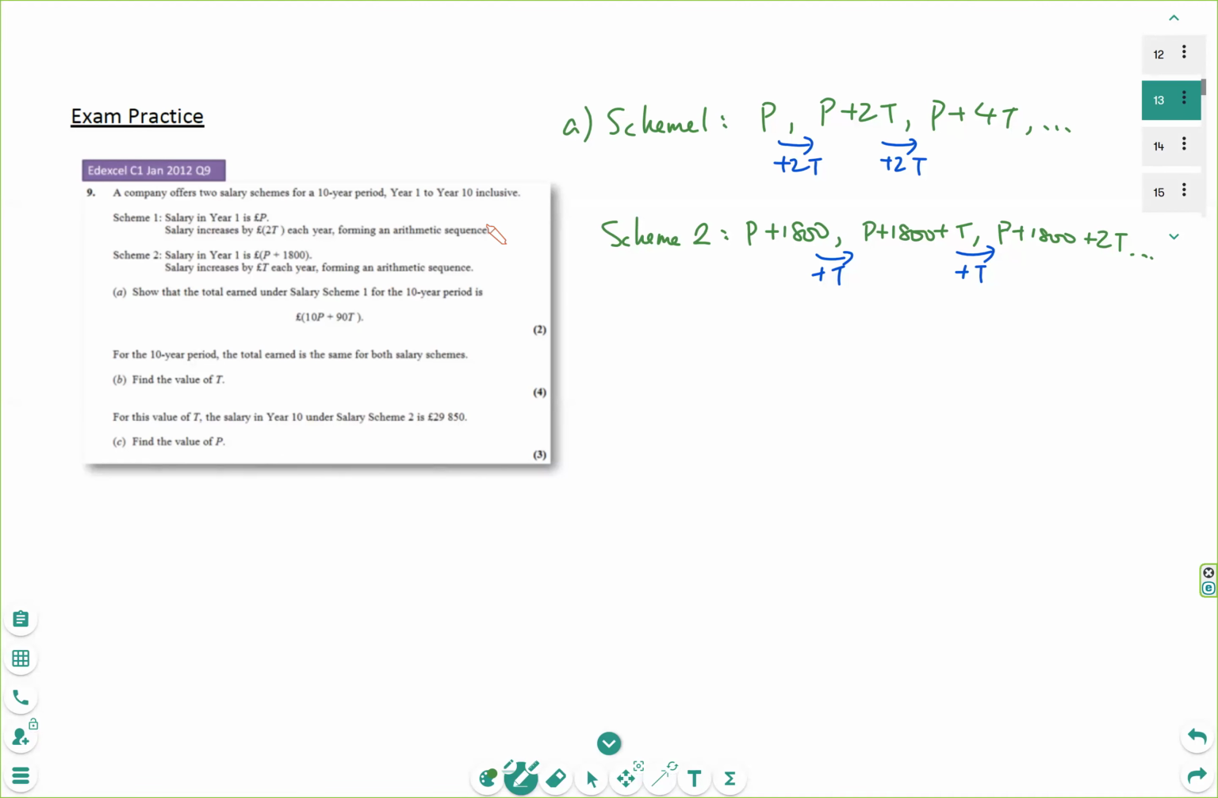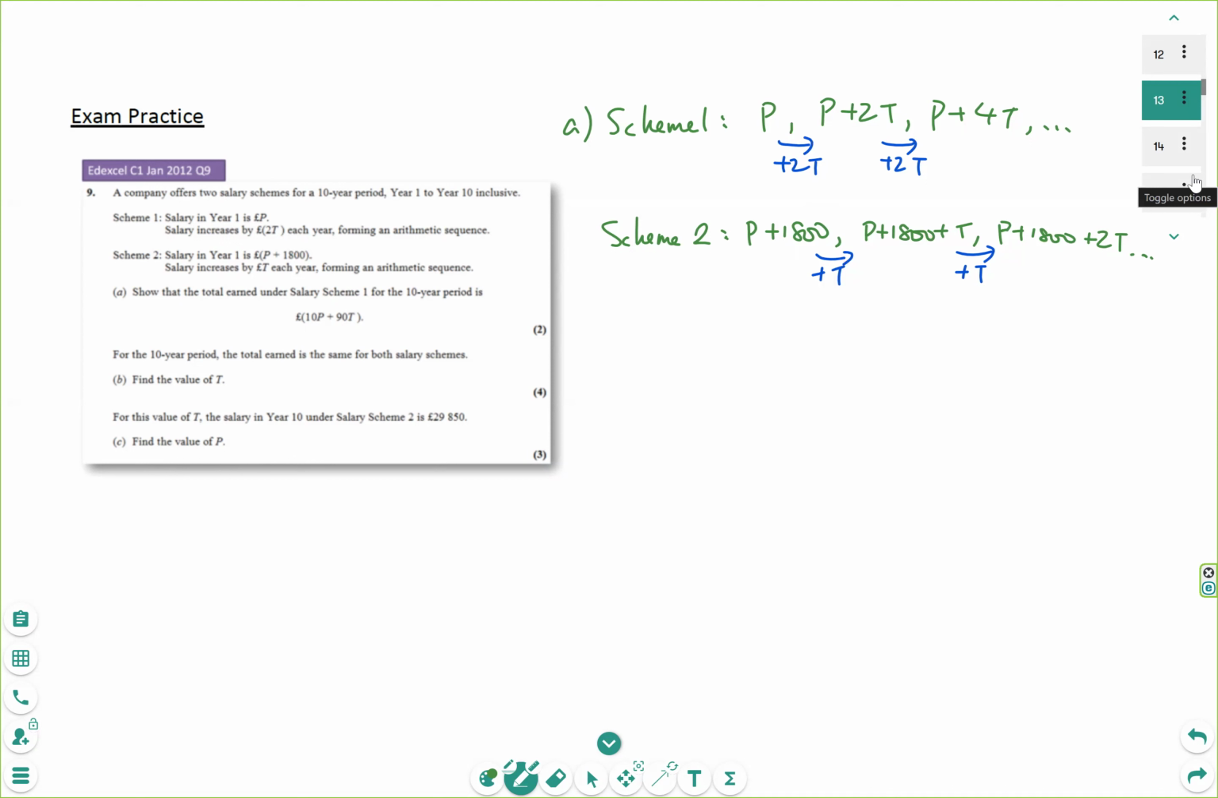So part A, okay, scheme 1. They start with P, and then you add 20t each time. So the sequence goes P, P plus 20t, P plus 40t, P plus 60t, etc. And then scheme 2 is P plus 1800, and then increase by t each time. So P plus 1800 plus t, then P plus 1800 plus 2t.